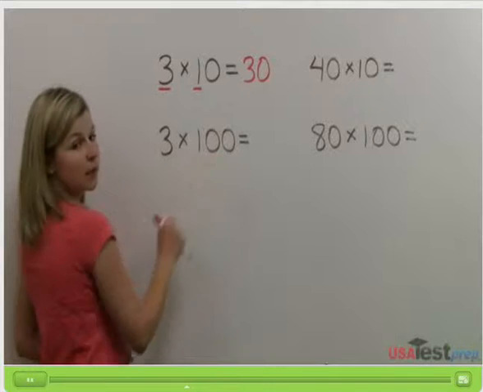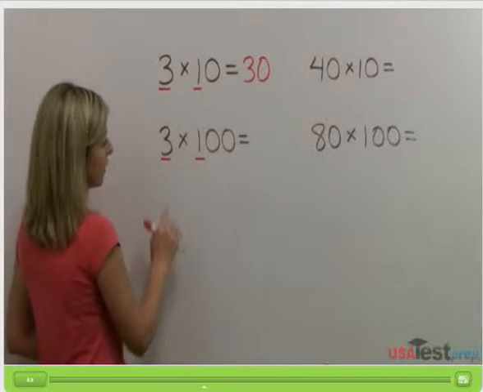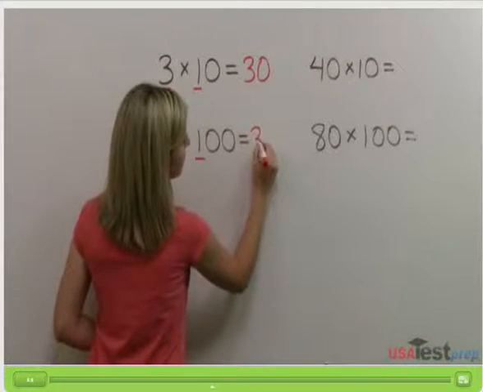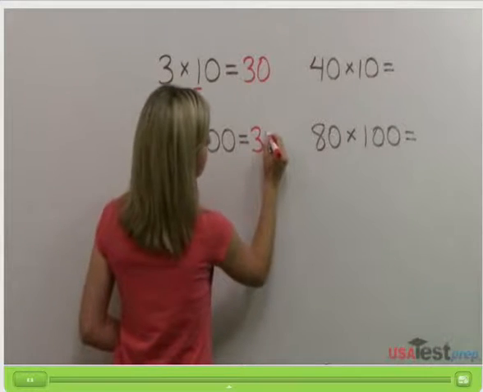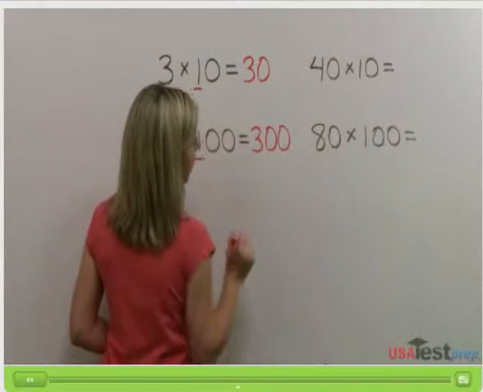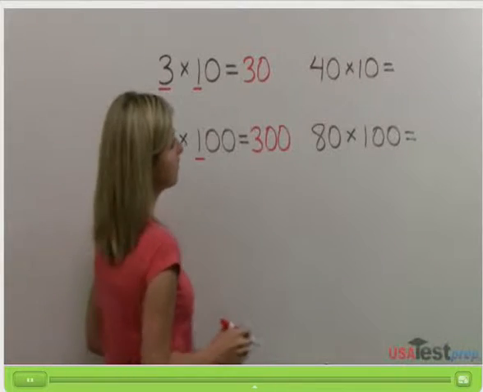Now we have 3 times 100. So I'm going to take a look at the numbers that are not zeros. 3 times 1 is 3, and I have 2 zeros in my problem, so I'm going to include 2 zeros in my answer. 3 times 100 is 300.